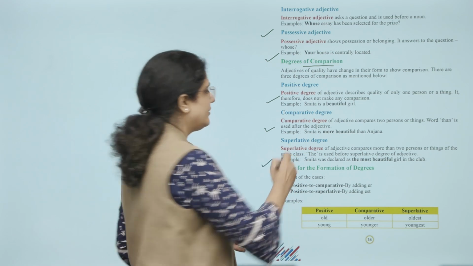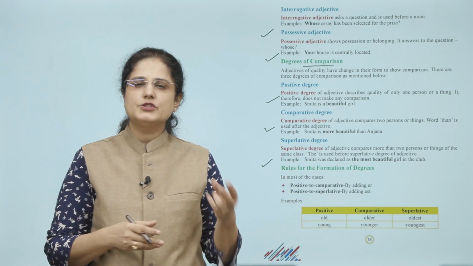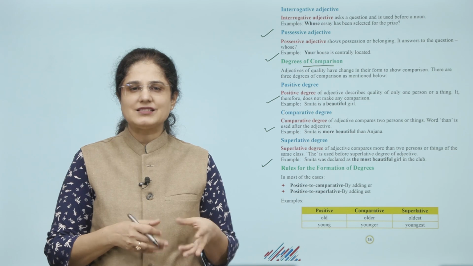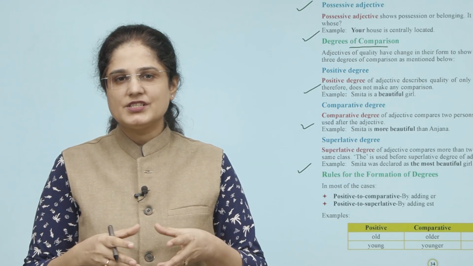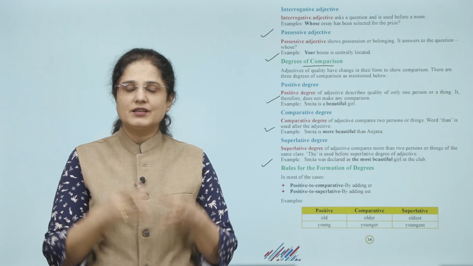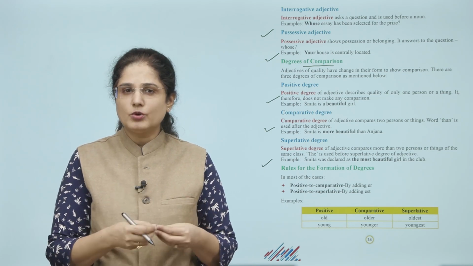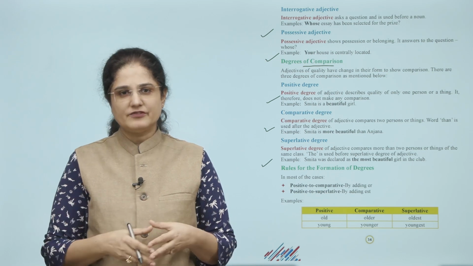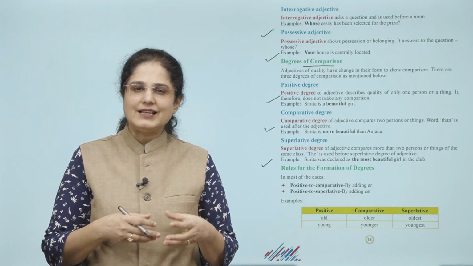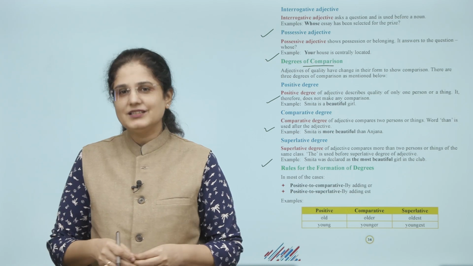Then superlative degree of adjective compares more than 2 persons or things of the same class. एक ही क्लास के लोग या चीज़ें हों, 2 से ज़्यादा हों, उनके comparison में हम superlative degree use करते हैं. The is used before superlative degree of adjective. For example, Smita was declared as the most beautiful girl in the club.